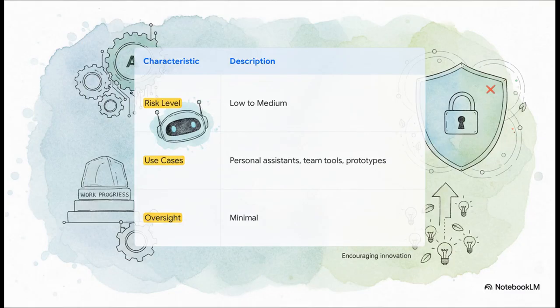Now look at the risk profile here. It's pretty low, maybe low to medium. The use cases are things like personal assistants or simple little prototypes for a team. The key insight for you as a manager is that this zone lets you encourage all that bottom-up innovation without putting critical company data at risk.